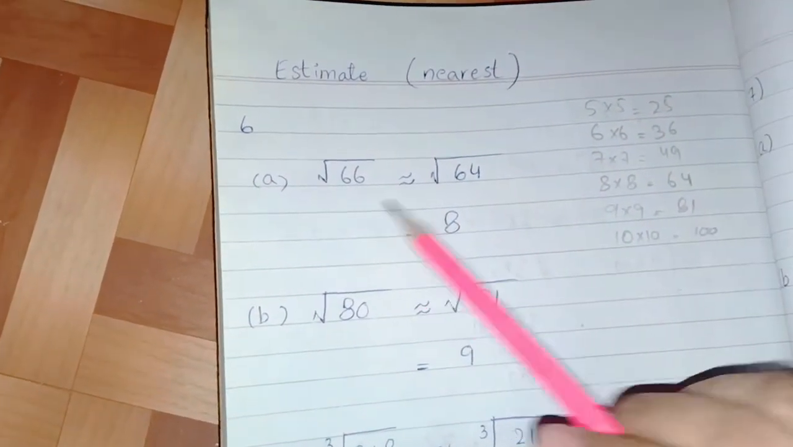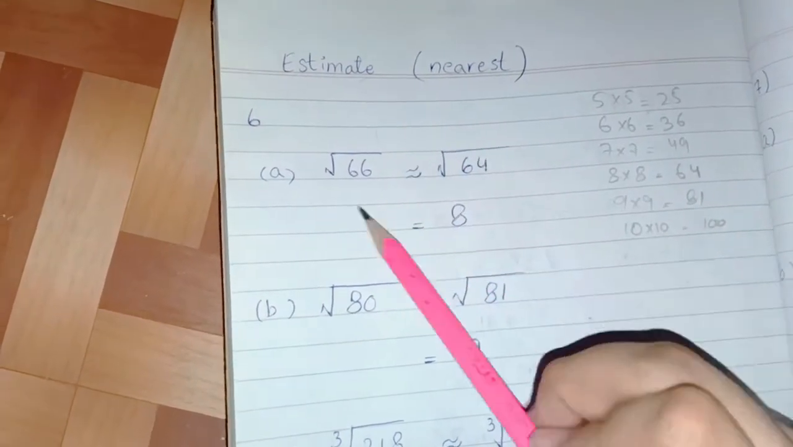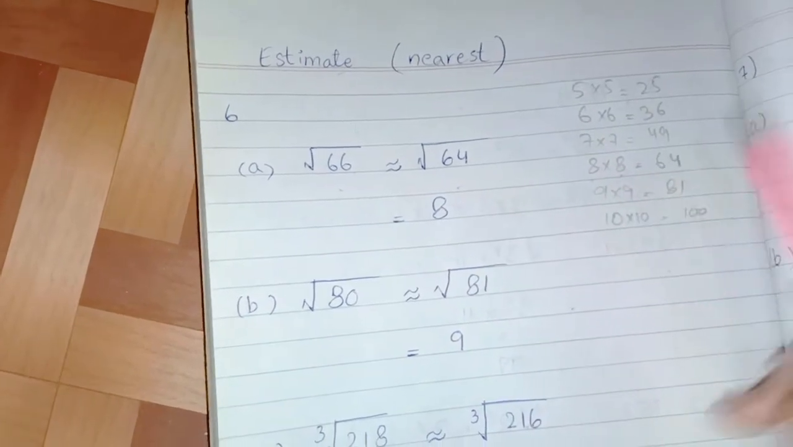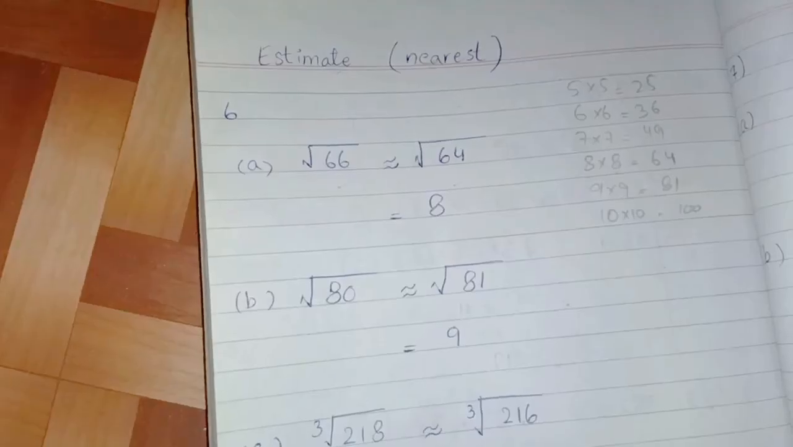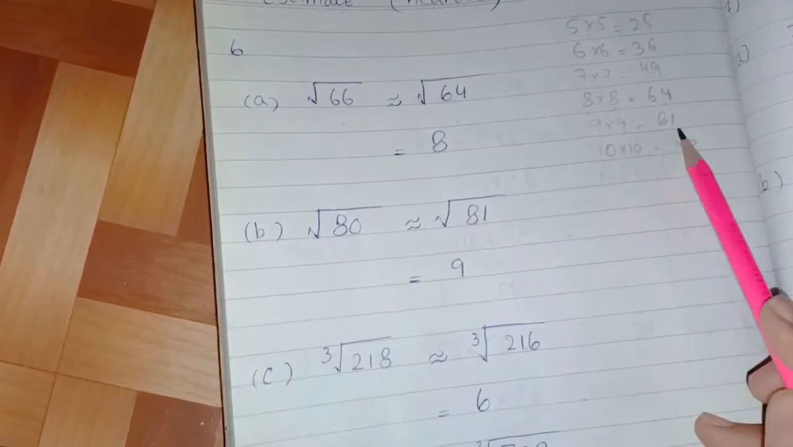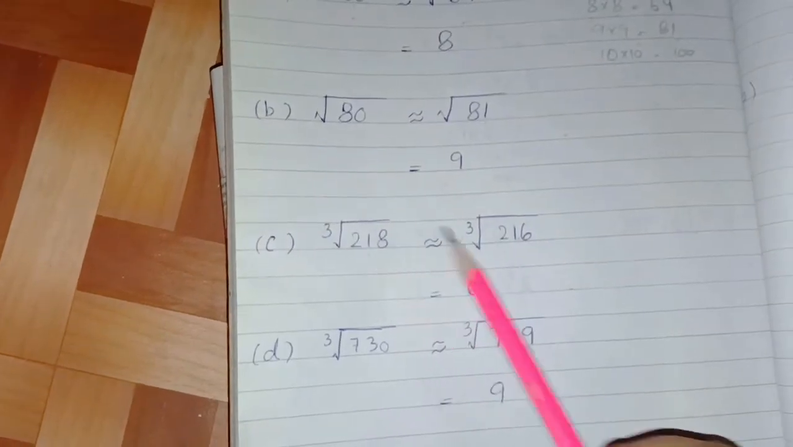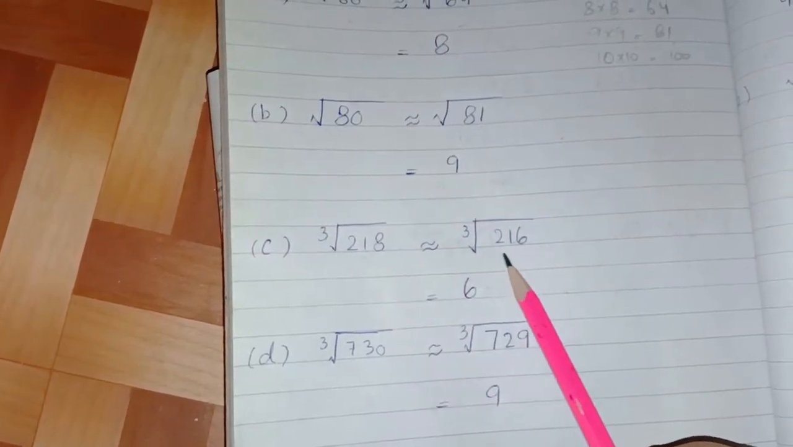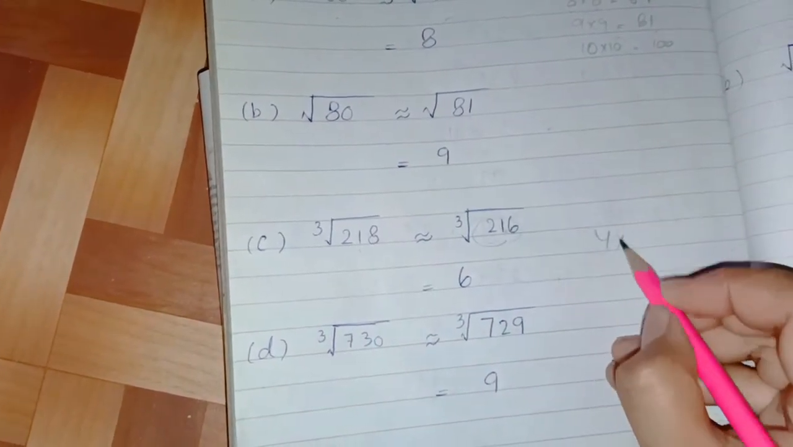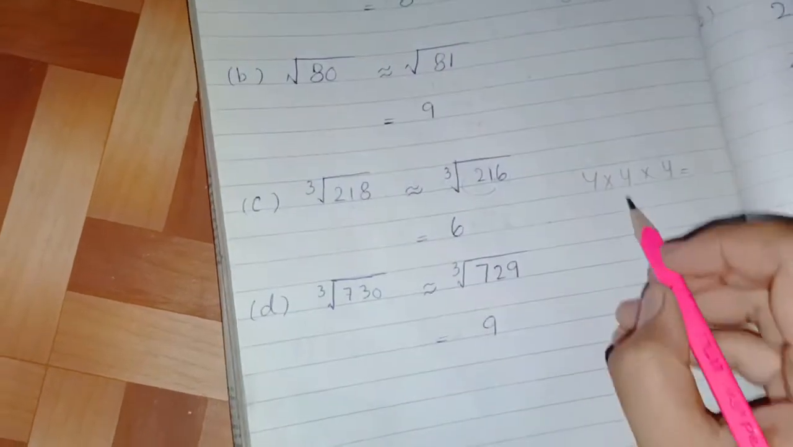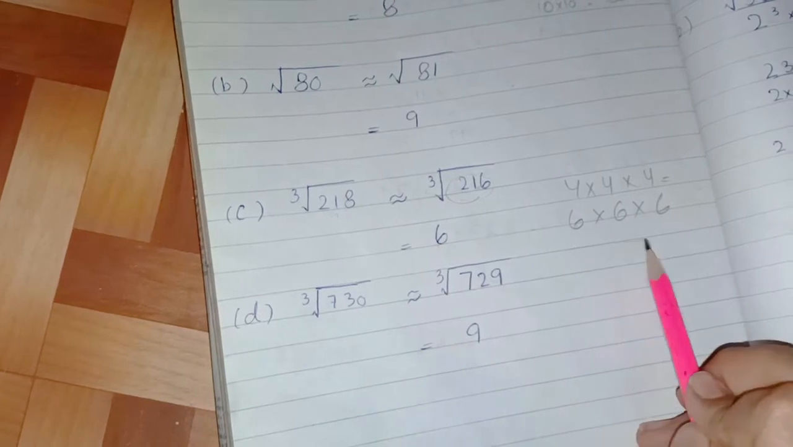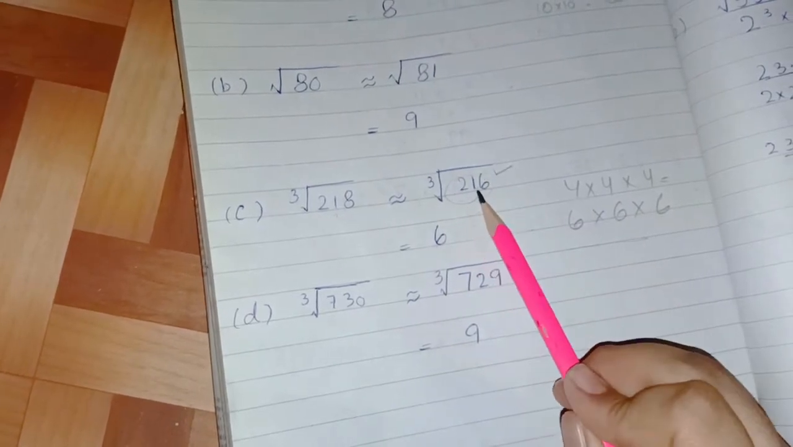So we have to find the nearest estimate, which means the nearest estimate of the square root of 66 is 64. 8 8 is 64. Estimate the square root of 80 is 81, which is 9 9 is 81. Estimate the cube root of 218 is 216. When we multiply 6 3 times, we have to check by multiplying the numbers again and again, so we can easily find the answer. So when we multiply 6 3 times, the nearest answer is 216.